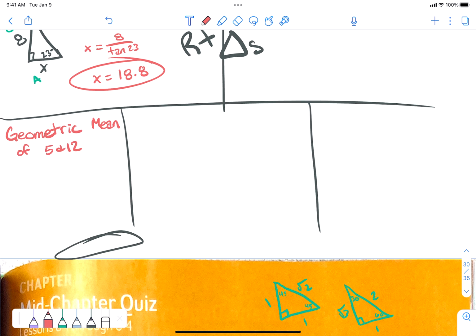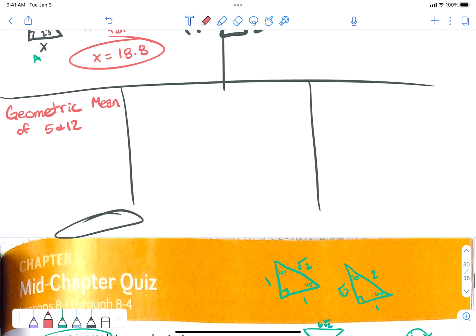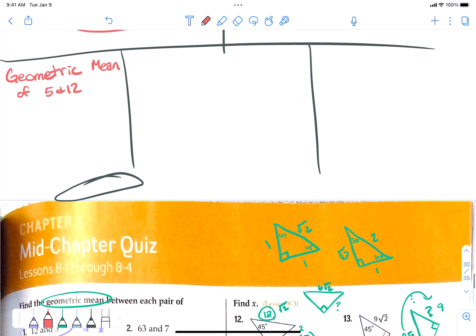Okay. If I would just do the straight mean of 5 and 12, like the average of 5 and 12, I would get 8.5, right? So I'm going to keep that in mind. I'm going to write that down here. Don't write this on your note card. So the geometric mean of 5 and 12, I'm going to put that down here in the yellow, is 8.5. That's the actual average. Okay, but geometric mean is different than that.